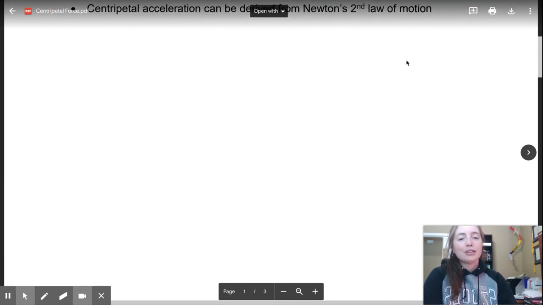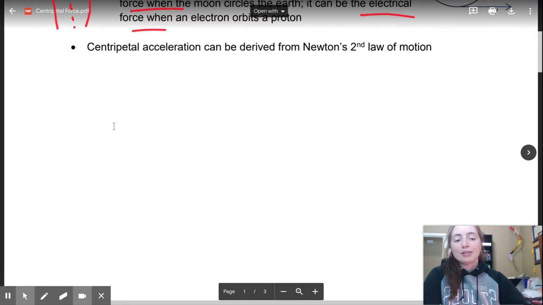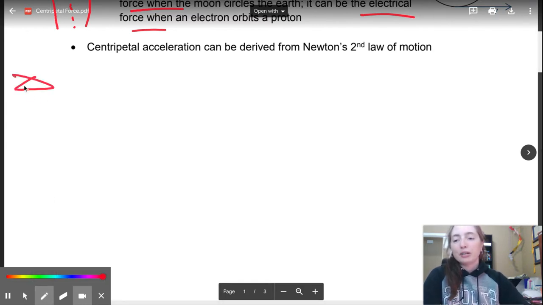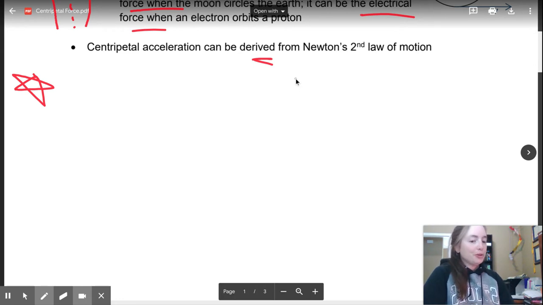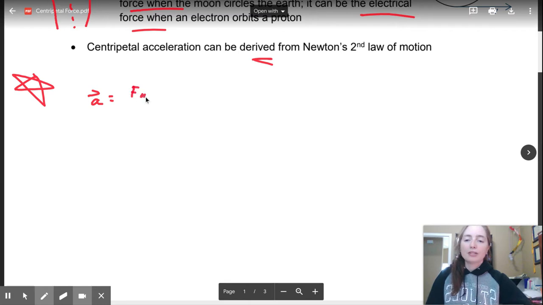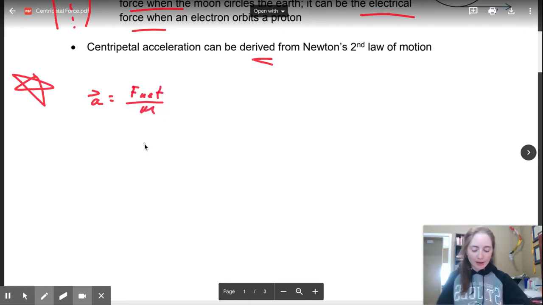Now this bit is super, super, super important. It is utterly imperative that you remember this piece. We can derive these equations from Newton's second law. These equations that we're going to put here are not on your data sheet, but are not too difficult to derive. Remember from your data sheet that we have our Newton's second law equation, a = F_net over m.